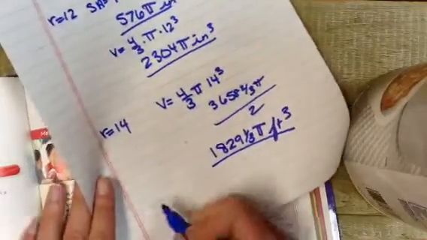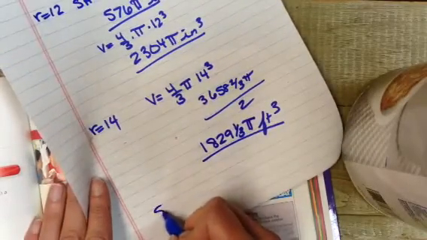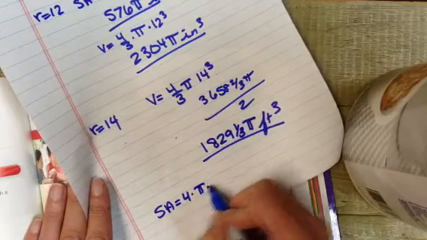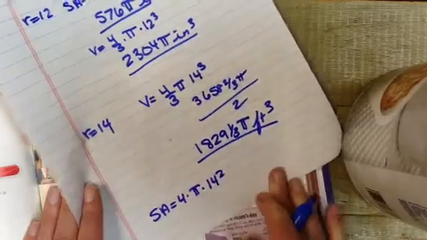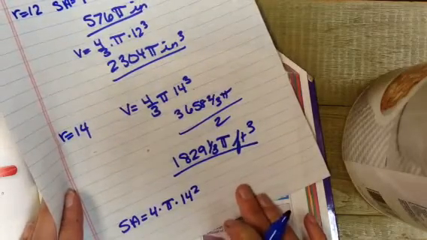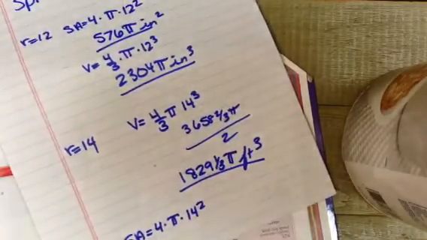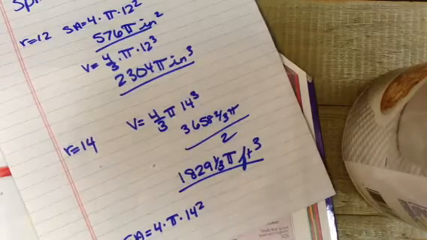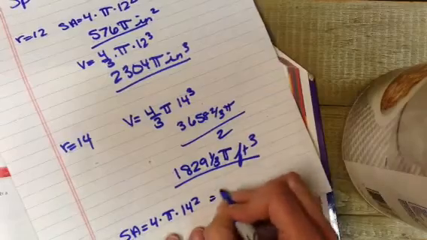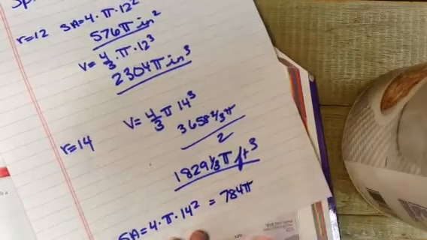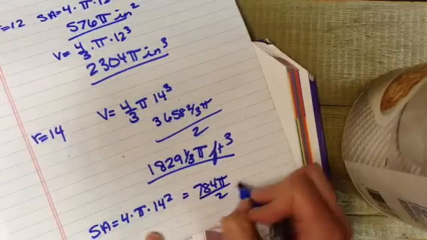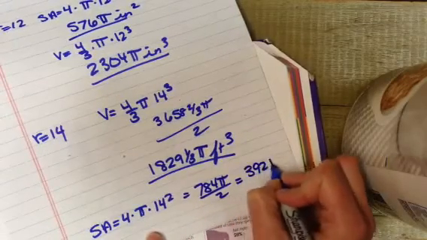All right, surface area is a little more difficult. So we're going to do 4 times pi times 14 squared. 4 times 14 squared is going to give us 784 pi. And then again, we have half of our sphere, so we have to divide that by 2. And that gives us 392 pi.